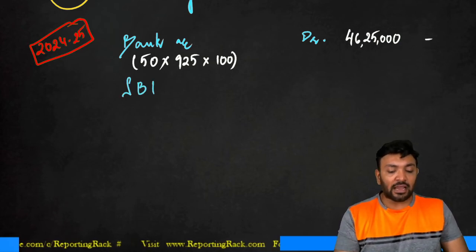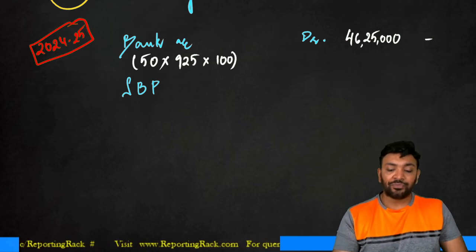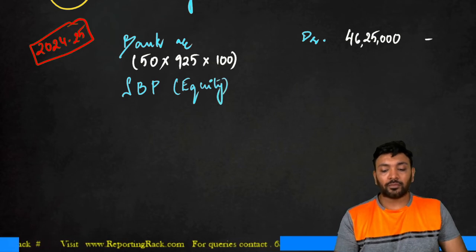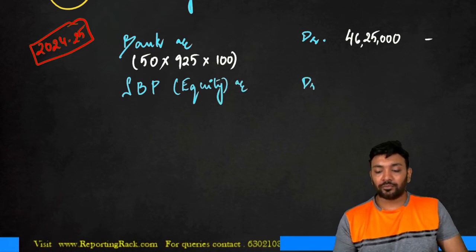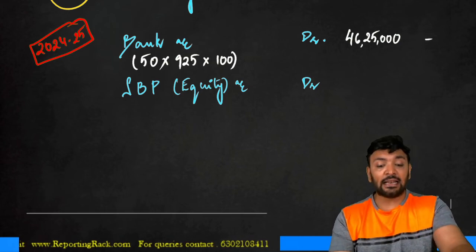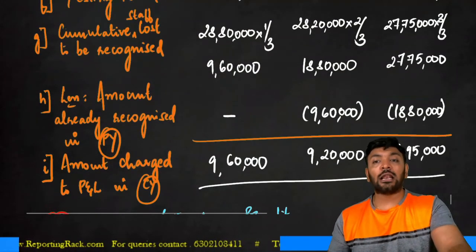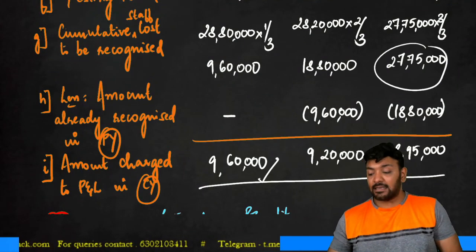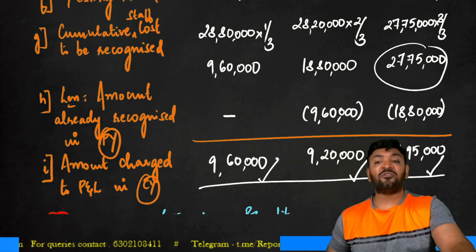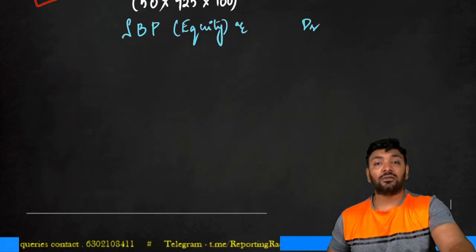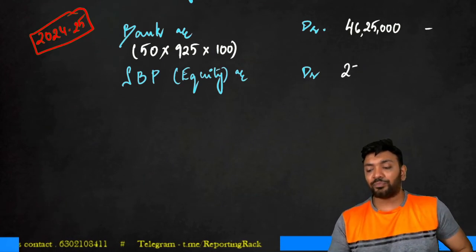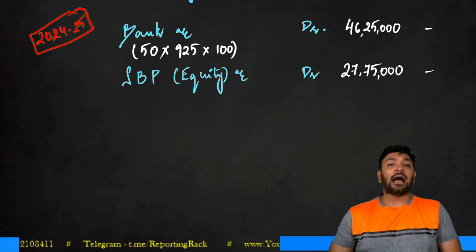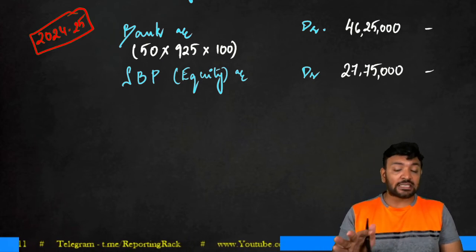So SBP, I'm writing in short, share based payments. Share based payment equity account debit. How much provision did I create that I have to reverse? I've created a total provision of 27,75,000 over 3 years. First year 960, second year 920, third year 895. The total is 27,75,000. So that 27,75,000 of provision which I created for these share based payments, I have to debit it. I have to nullify it because they're exercising.